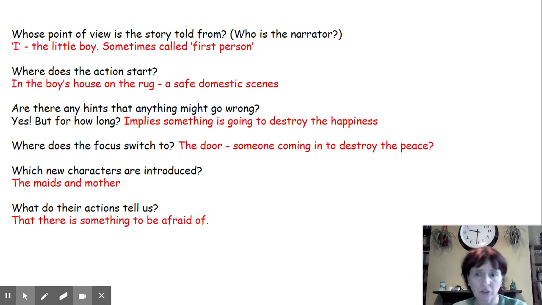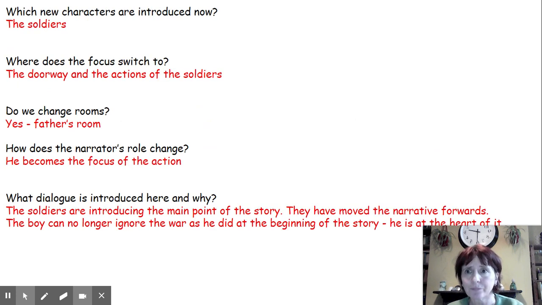Which characters are introduced? Well, we have the maids and mother there. And they show us there's something to be afraid of because they start running, or we can tell that there's something scary going on. The little boy doesn't necessarily know what's happening, but he knows to be scared because of what his mother and the maids are doing, which I think is running away. The soldiers are now introduced, and our focus switches to them and their actions in the doorway. They're kind of shoving mother out of the way and that kind of thing.